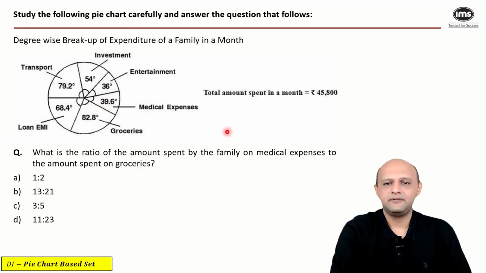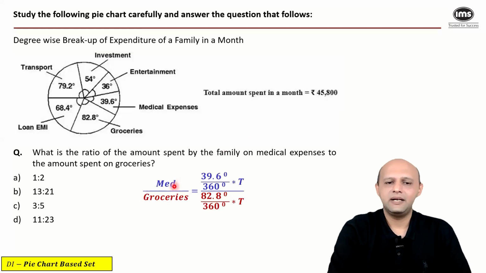So, evidently a question on pie chart based computations or calculations. So, medical to groceries. Okay, so what is medical accounting for? 39.6 degrees out of 360 multiplied by the total. Okay, what is the total? 45,800. Again, groceries here would be accounting for 82.8 degrees out of the 360 degrees multiplied by the total. So this is the fraction into the total. Okay, so total by 360 is common in the numerator and denominator. So essentially, what is the ratio that we are looking at? 39.6 upon 82.8 or 396 upon 828.